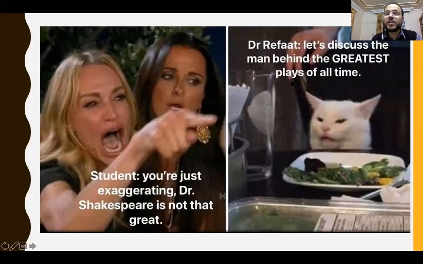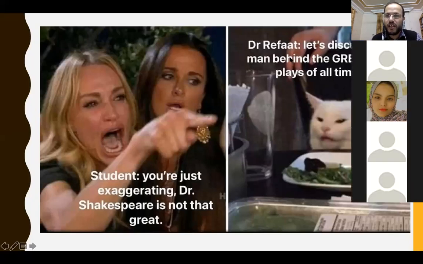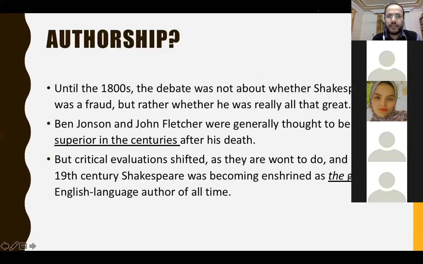But Wala and others will discuss the works themselves rather than the man. But just today, we'll talk about the man a little bit. So there is a big question about the authorship of Shakespeare. Who wrote Shakespeare?